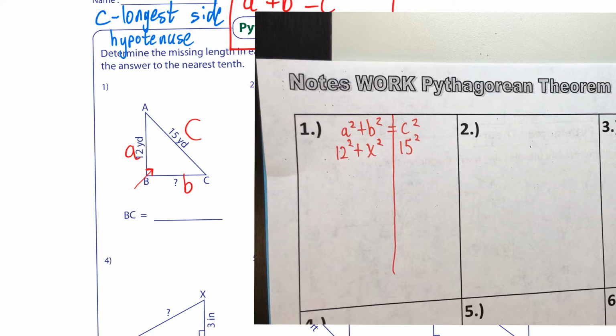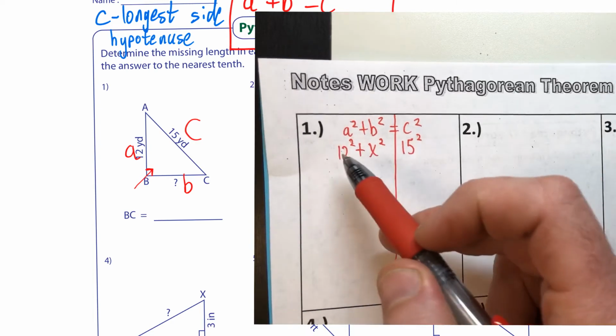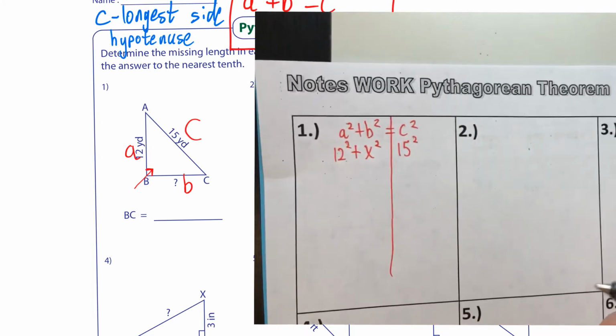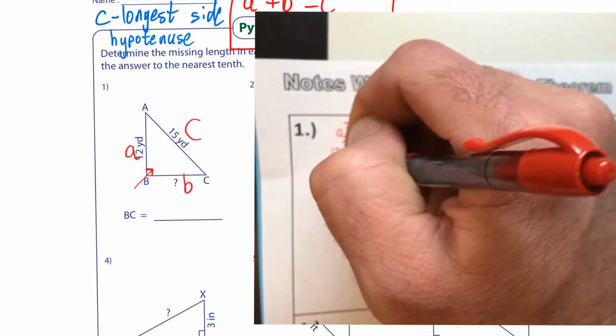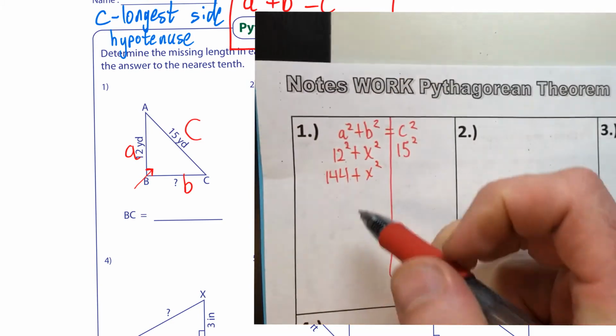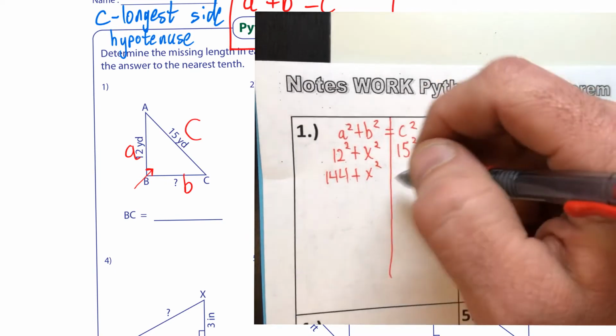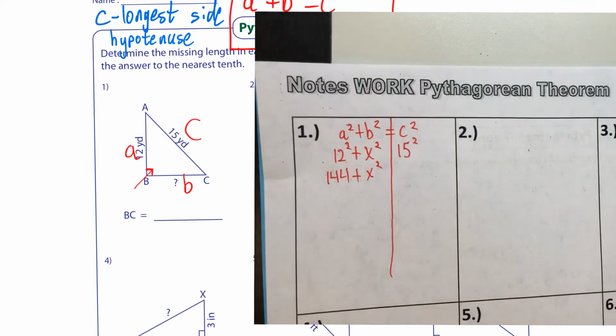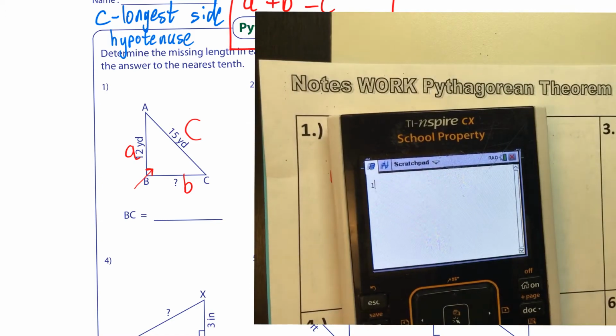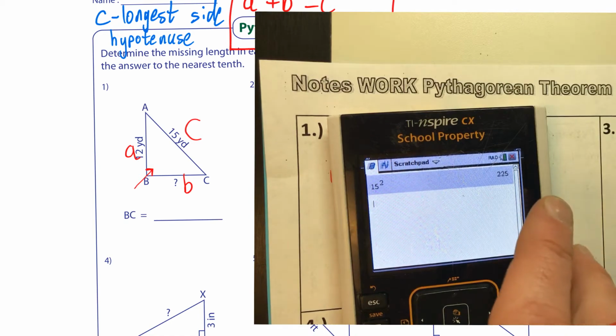All right, so what we're doing now is we want to find the value of X. So it's just algebra from here. The first thing I'm going to do is follow order of operations. Exponents is the first thing. So what is 12 squared? 144. Now the x squared, I can't do anything to that yet, so just leave it as x squared. Then what is 15 squared? Yep, 15 squared is 225.